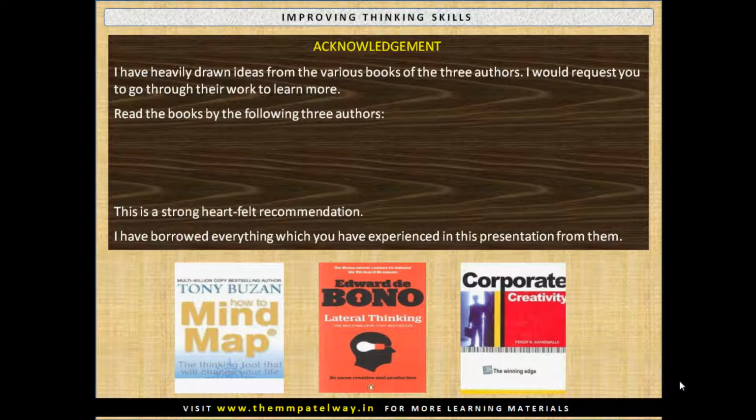Read the books by the following 3 authors. 1. Tony Buzan, 2. Edward de Bono, and 3. Pradeep Khandwala.